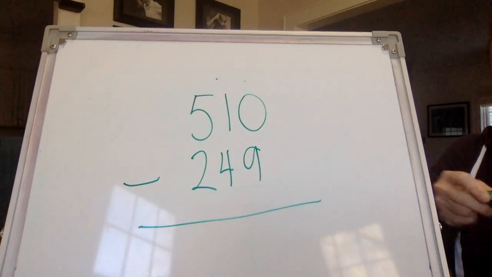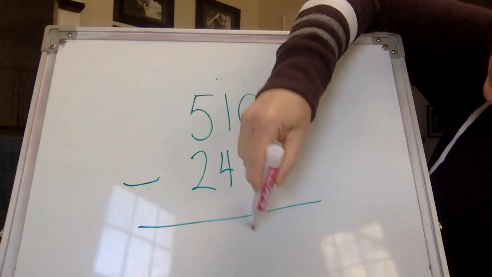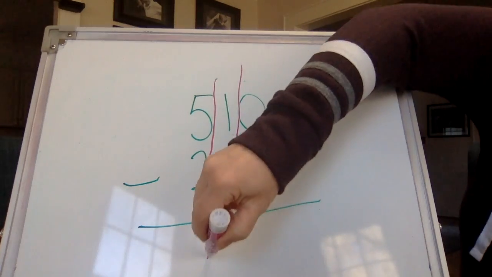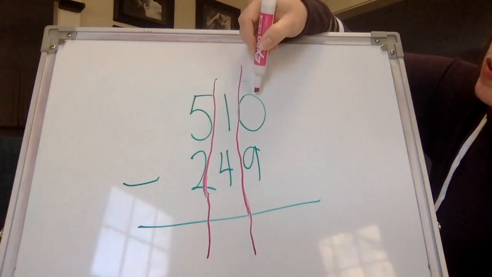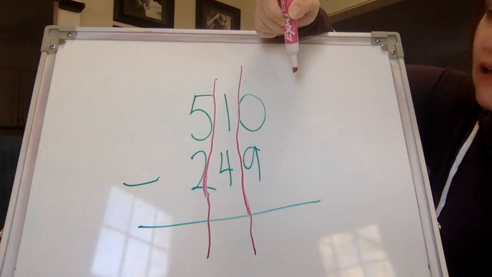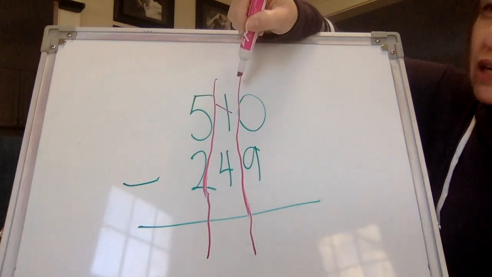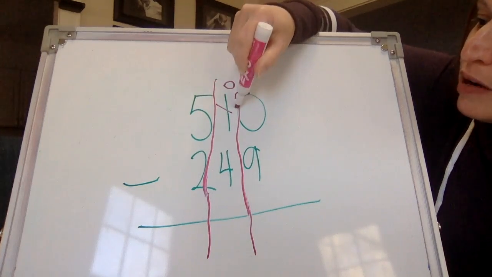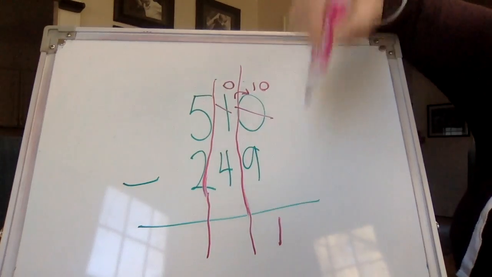All right, I have 510 minus 249, and I looked at my operation to make sure I knew if I was adding or subtracting. All right, let's begin. In the ones column, we always start in the ones, say 0 minus 9. Do I know how to do that? Nope, I'm going to have to come over to my tens, cross off that 1. If I take 1 ten away, I now have 0 tens here because I'm bringing one of the tens over. So I have 10 minus 9 equals 1.